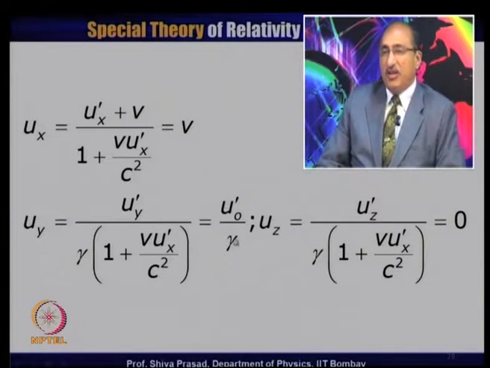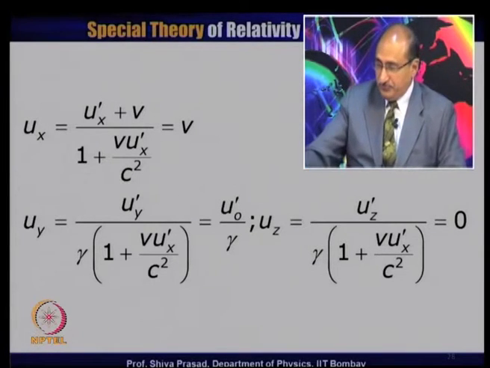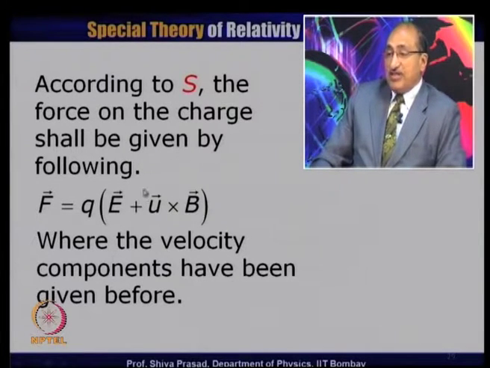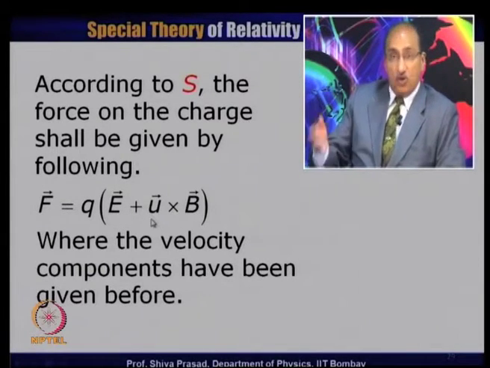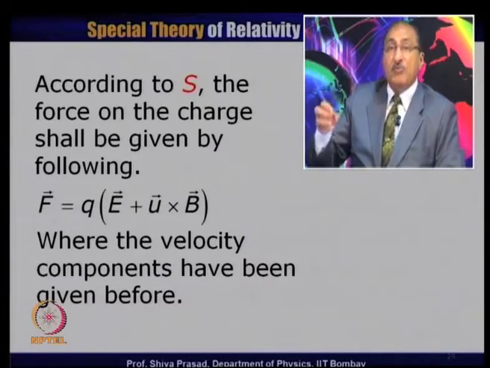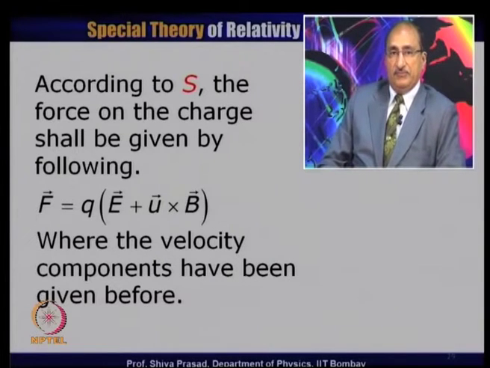So, I have velocity with 2 components. The x component is equal to v, and the y component is u naught prime by gamma. So, my u has 2 terms, as I have said. Now, using these 2 terms, I can again write the force. As I said, according to S, the force on the charge shall be given by Q times E, where E is the field seen in this frame, plus u, which we have just now evaluated by inverse transformation, cross B, where B is the magnetic field, as will be seen by an observer in this particular frame of reference, where the velocity components have just been obtained.